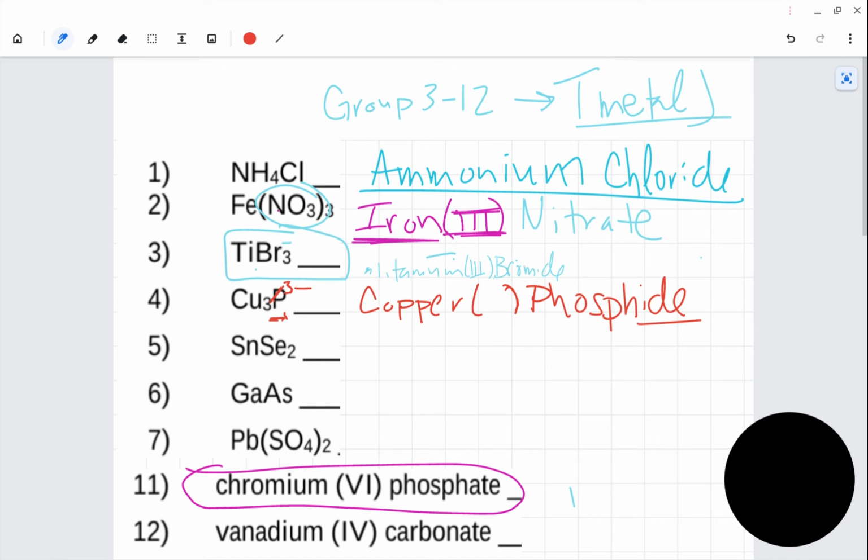You can also think, if I have 1 phosphorus, that's going to make up a 3- charge, and I've got 3 coppers, what must that charge be to get to -3? Obviously it had to be a +1, +1, +1.